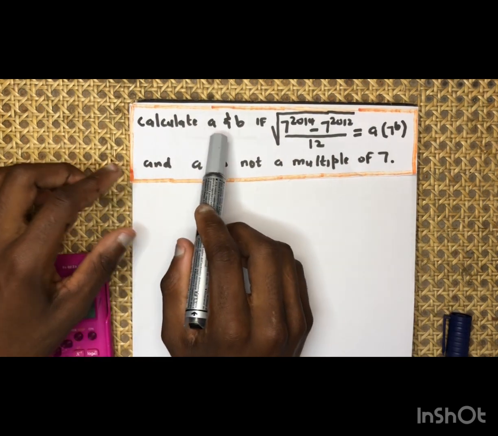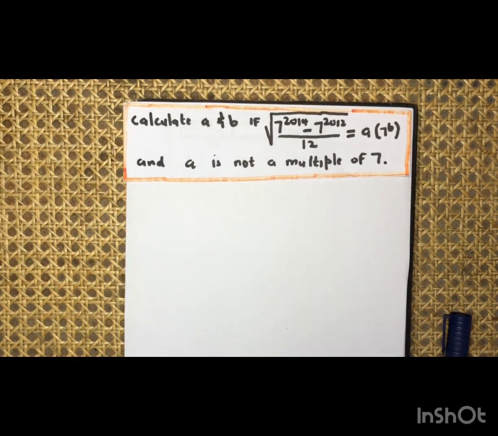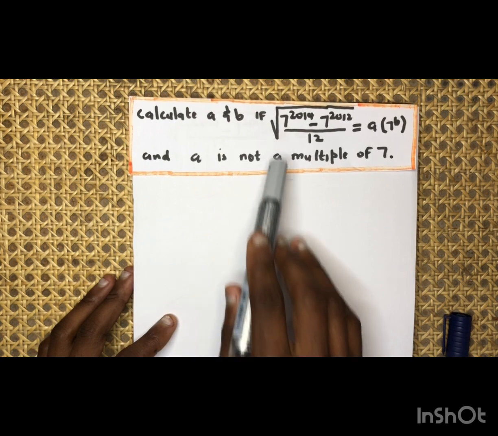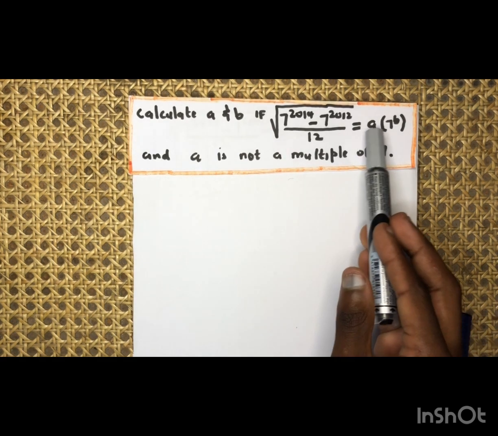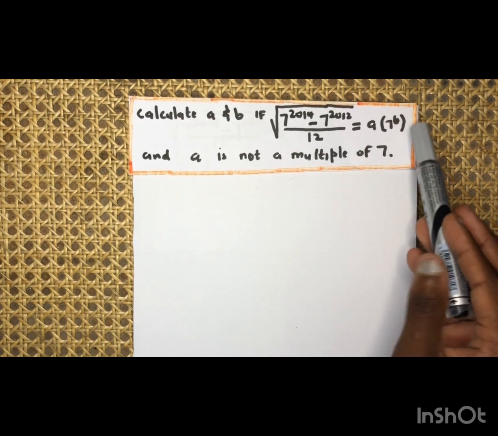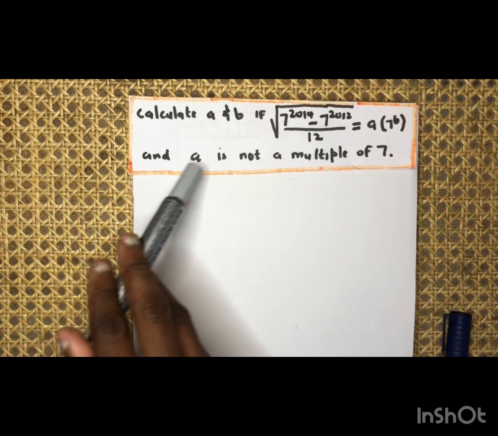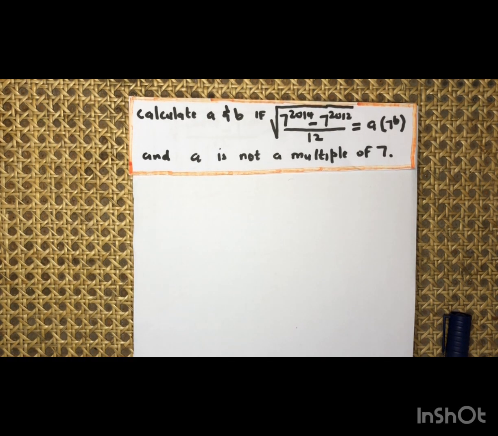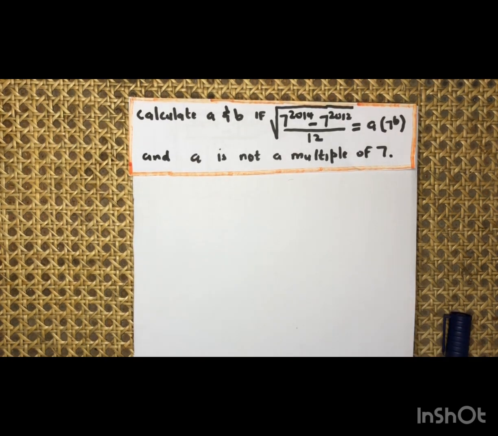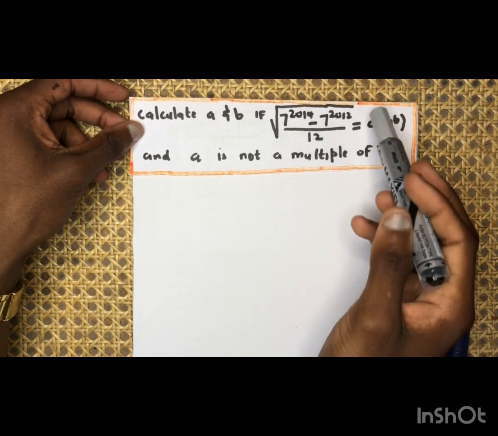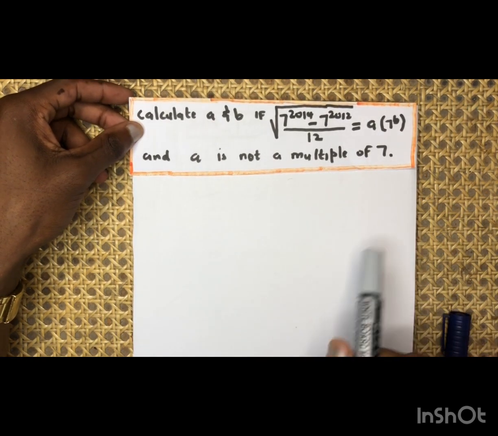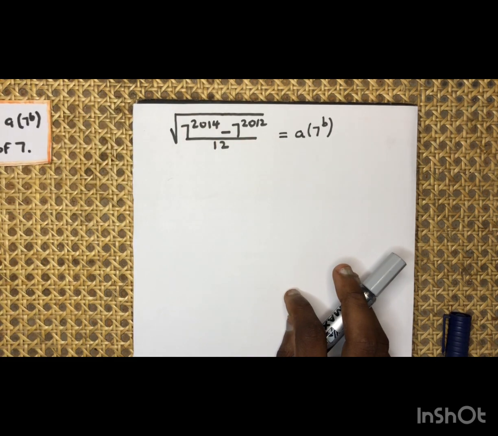So calculate a and b if root of 7 to the power 24 minus 7 to the power 20, all over 12, equals a into 7 to the power b, close the brackets, and a is not a multiple of 7. So which means a is not a multiple of 7. They are specific, guys. In whatever you do, you must not get a as a multiple of 7. So now it's easy, guys.